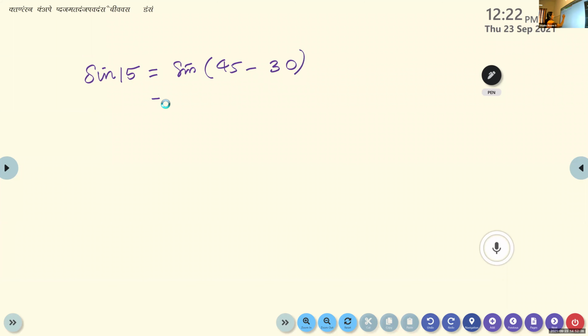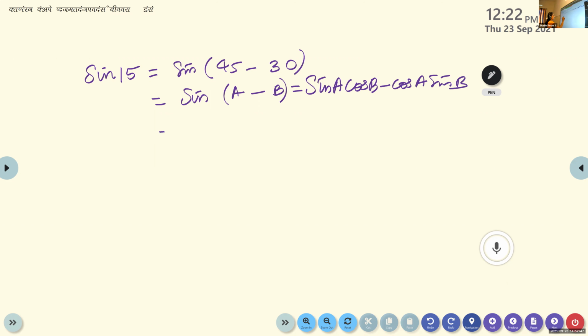So we have to use the identity sine of A minus B. Malavika, what is sine of A minus B? Sin A cos B minus cos A sin B. So in the place of A, we have 45. So sin 45 cos 30 minus cos 45 sin 30.